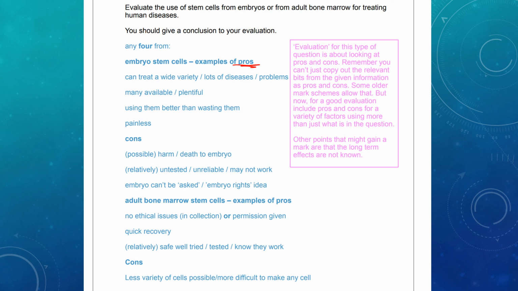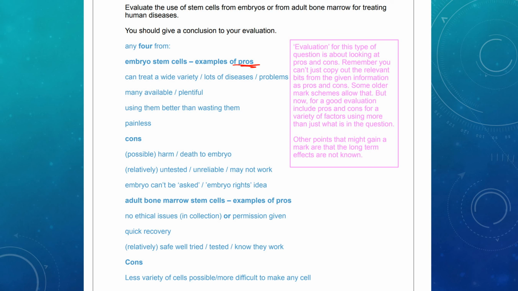However, the cons, and these are the ones that come up on a regular basis, is the possible harm or death to the embryo, and that these embryos can't be asked. This idea of embryos' rights, okay? You can't just write that it's not moral or ethical. You've got to give examples of why it's not moral or ethical. The cons are also that it's untested, unreliable, it may not always work.